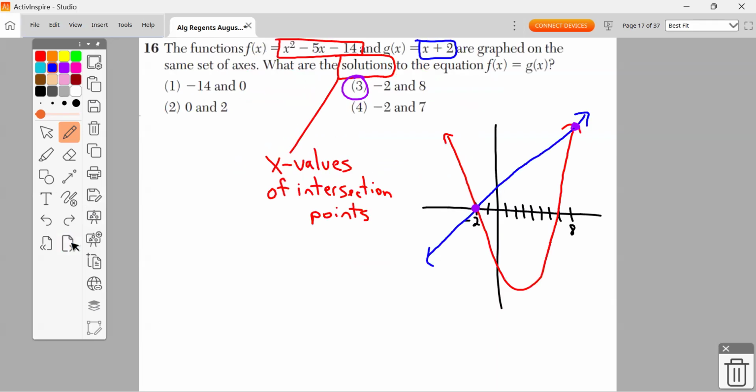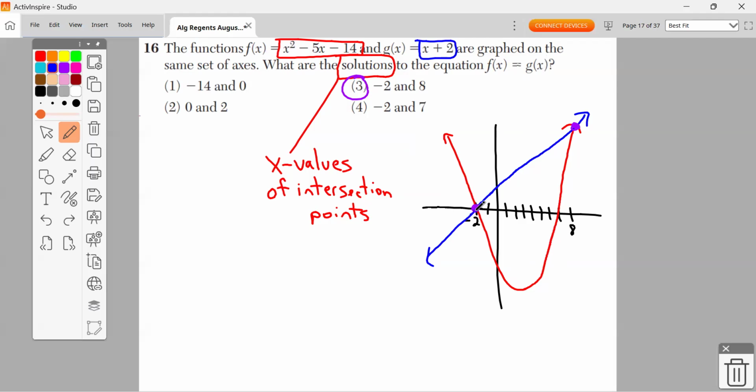In question number 16, you're given 2 functions and they're graphed on the same set of axes. Notice that that's what I did. I graphed them right away. What are the solutions? The solutions are the intersection points. What are the solutions to the equation f of x equals g of x? So we want to know when it asks for the solutions. Remember, solutions are your x values.